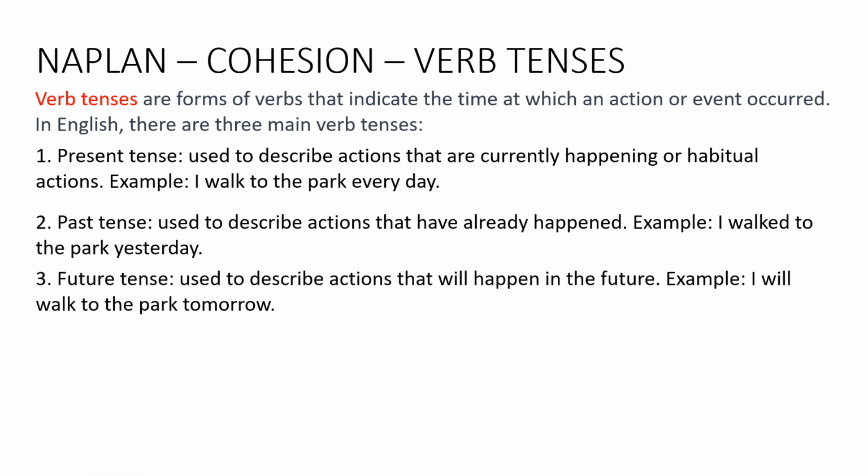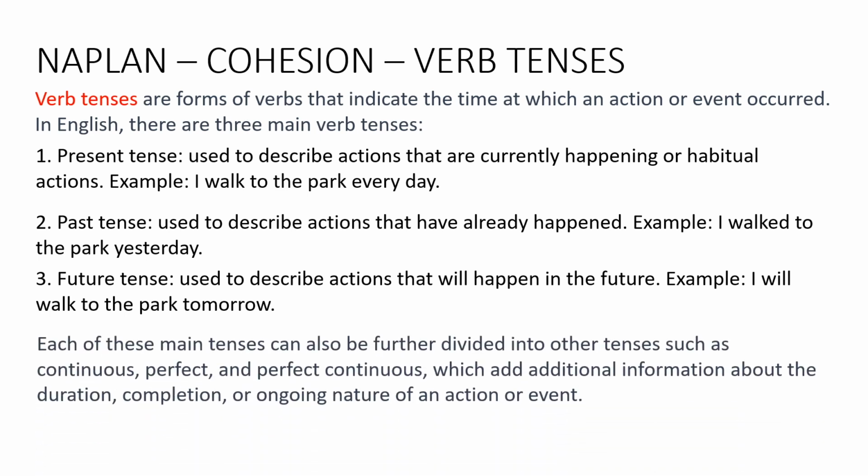The last main tense that we use in English is future tense, and that is used to describe something that will happen in the future. The example here is, I will walk to the park tomorrow. So it hasn't happened yet, but will happen at some future time.